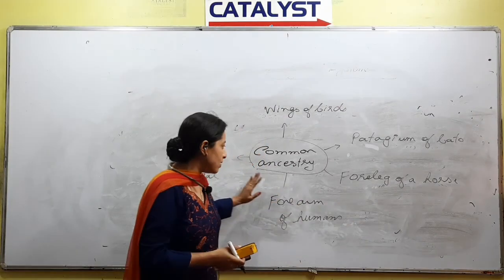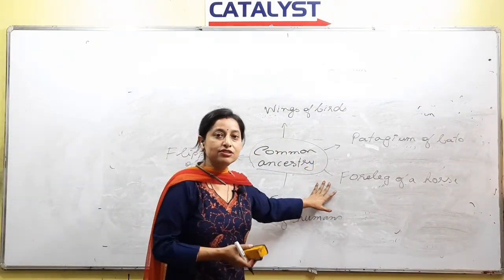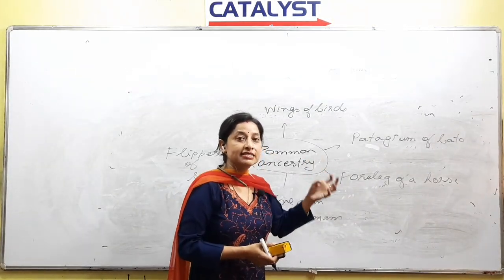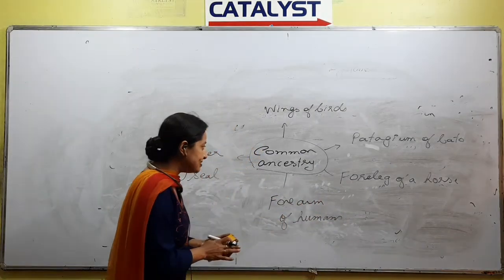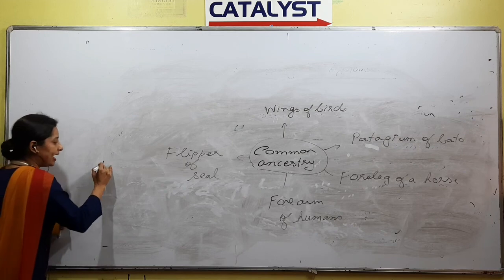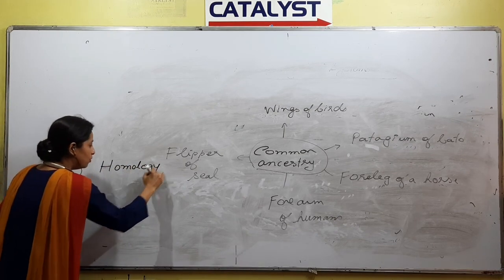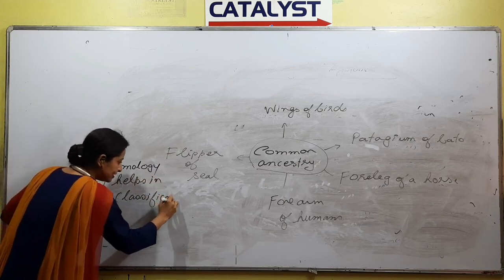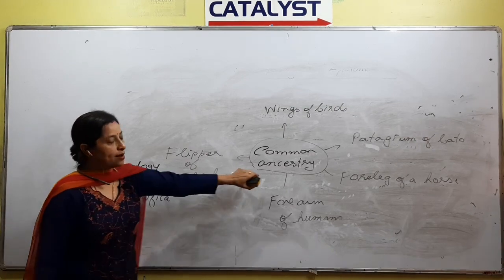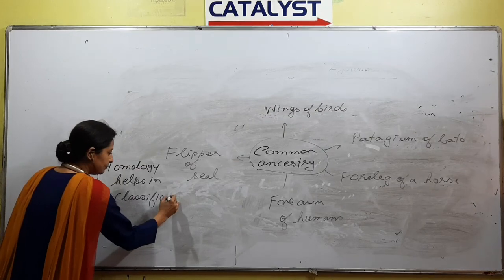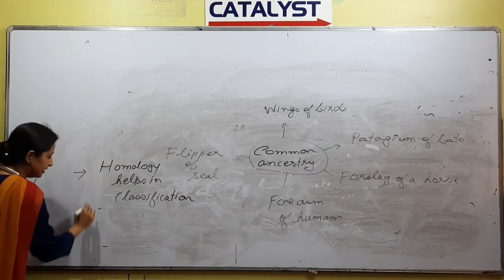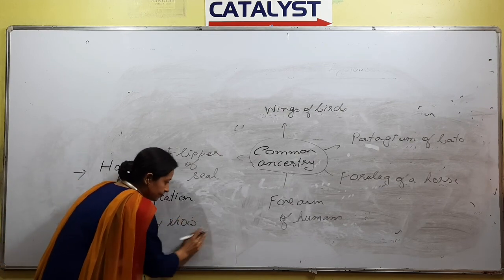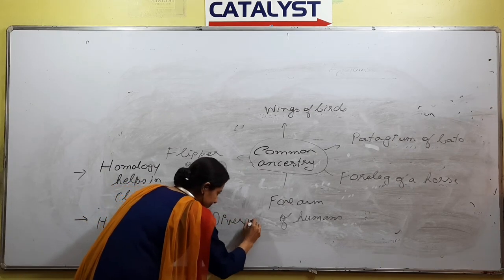So ultimately, this kind of example is called a homologous study, and if there is homology and we can find the ancestry, then our classification becomes easy. Right? So this is the reason why we say homology helps in classification. Why does it help in classification? Because with the study of homology, we can know about the ancestry. Right? Here we must know another point: homology shows divergent evolution.